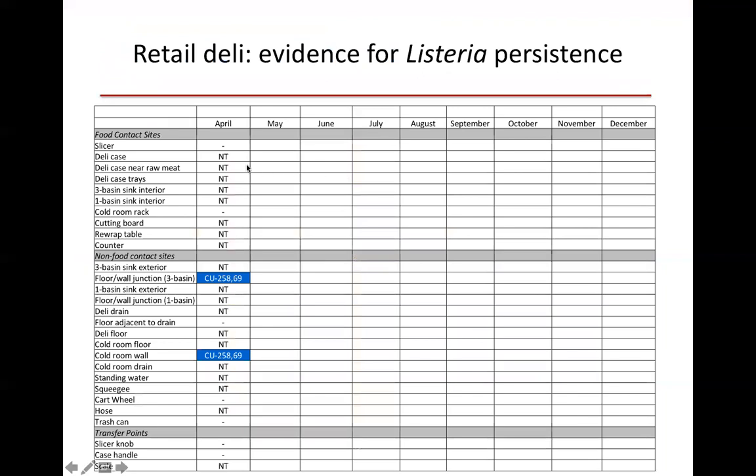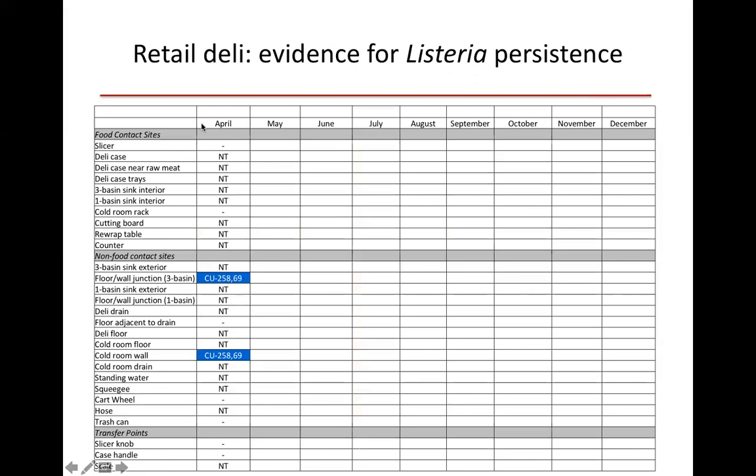So you can see here, NT means not tested. The little dash means that it was tested, but it was negative. And anything with a color in it means it was Listeria. And if two colors match, it means it's the same type of Listeria. So for whole genome sequencing, we can get really good at figuring out if two Listeria are the same.